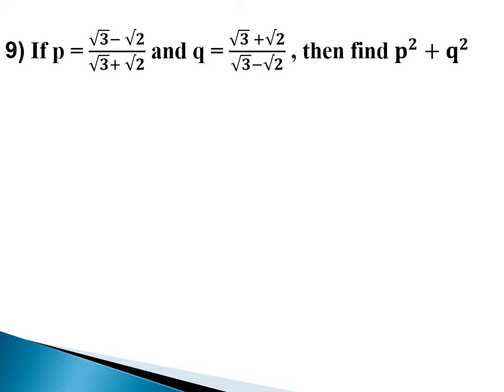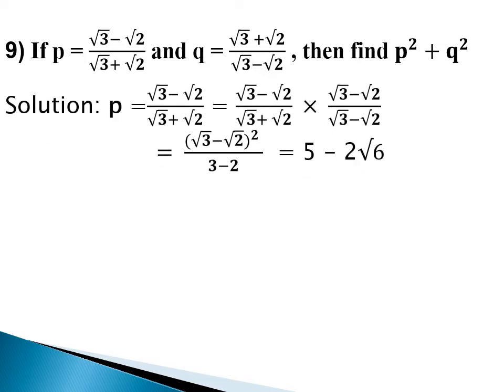What we should do in this question? We have to rationalize the denominator for p, and you will get the answer 5 minus 2 root 6. Similarly, we should do for q. Q is equal to 5 plus 2 root 6. Go through the steps once again.